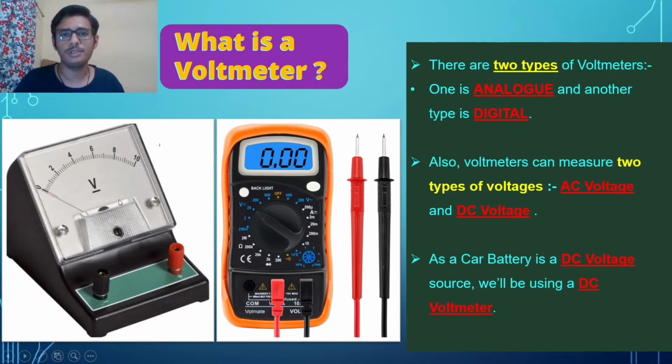Mainly, there are two types of voltmeters. One is analog type and another one is digital type. This image shows an analog voltmeter, whereas this image shows a digital voltmeter. Actually, this image shows a multimeter. A multimeter can measure various electrical quantities like voltage, current, and resistance. Also, voltmeters can be used to measure two types of voltages, AC voltage and DC voltage. As a car battery is a DC voltage source, we'll be using a DC voltmeter.